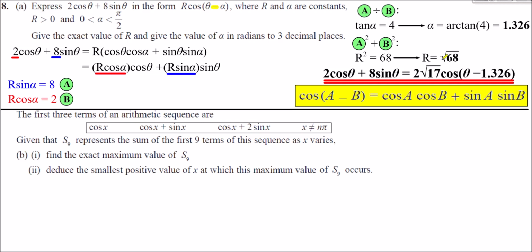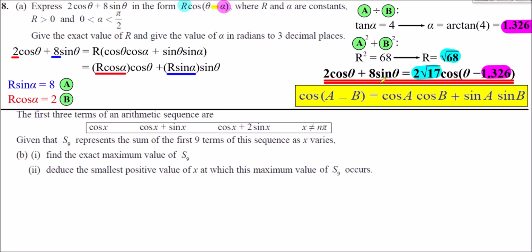By the way, on a calculator it will give you a simplified surd. Root 68 is the same as 2 root 17. So in best form, write it as 2 root 17. That's r, and we had alpha as 1.326, hence that there.